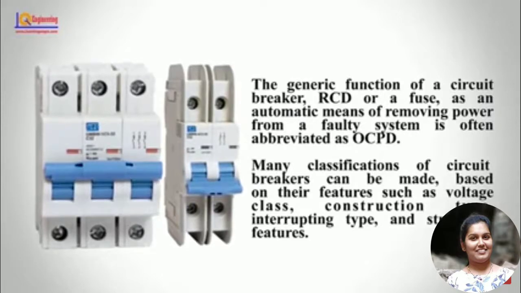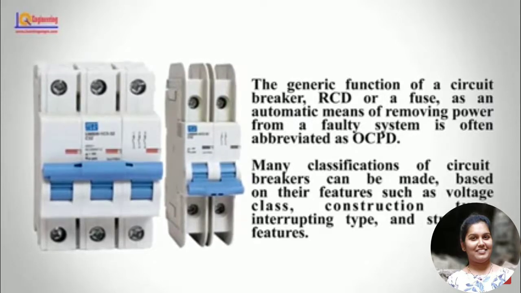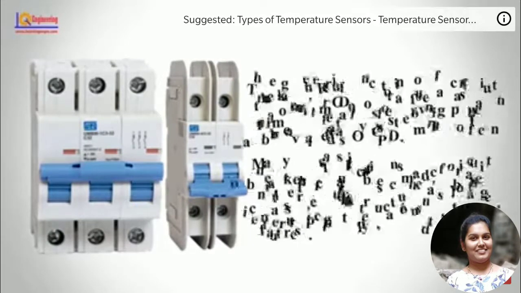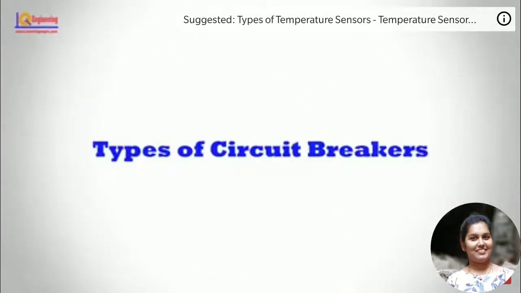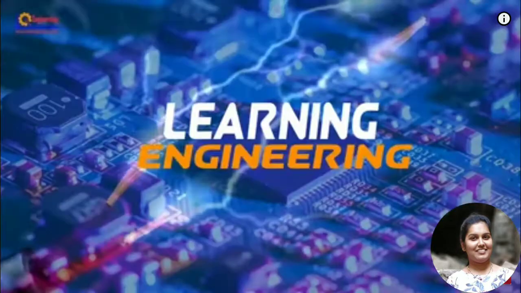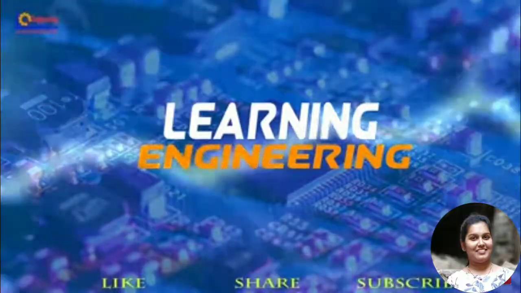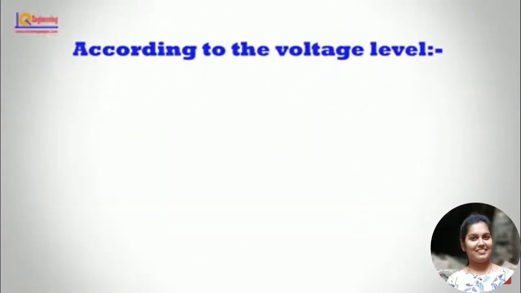Many classifications of circuit breakers can be made based on their features such as voltage class, construction type, interrupting type, and structural features. In this video, I am going to show you different types of circuit breakers. Firstly, we classify the circuit breakers according to the voltage level they can operate on. So there are three most used types of circuit breakers in this category.